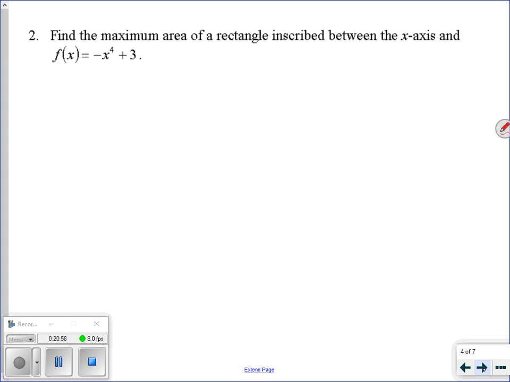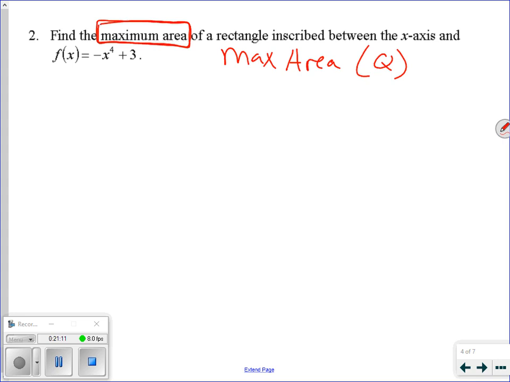So let's see. It says find the maximum area. Boom, bingo, bongo. Find the max area. Bam, right there. Max area is my Q. All right. Of a rectangle inscribed between the x-axis and negative x to the fourth plus 3. Don't let that confuse you.